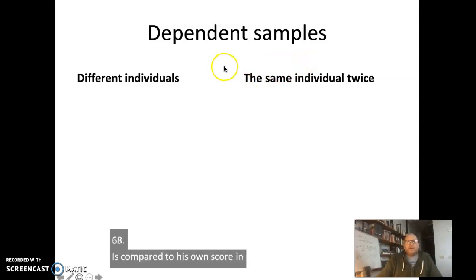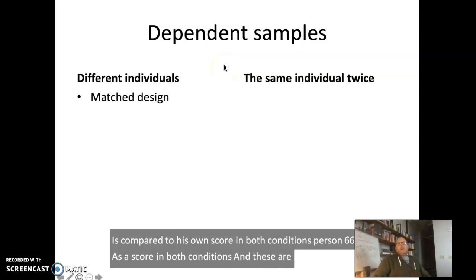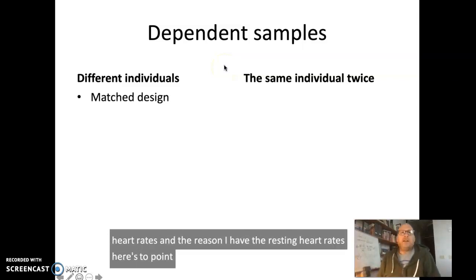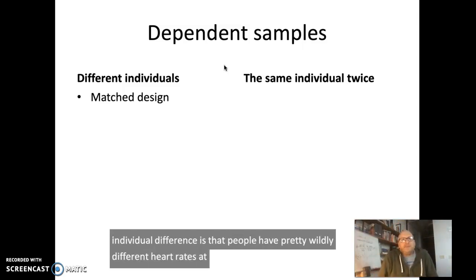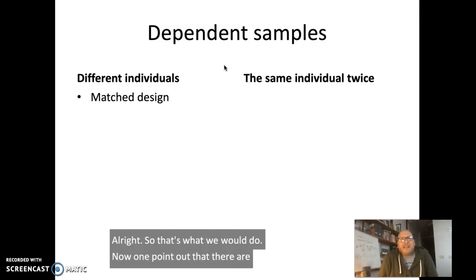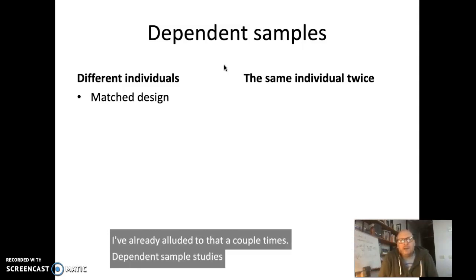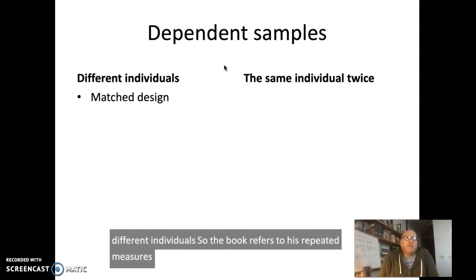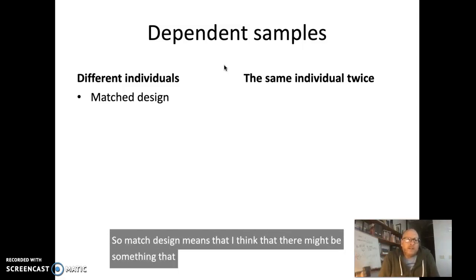Now, I want to point out that there are different names for this. I've already alluded to that a couple times. The dependent sample studies are sometimes made up of different individuals. So the book refers to it as repeated measures, but the same statistical technique is used with what's called a matched design. So matched design means that I think that there might be something that influences my dependent variable, and I don't want it to influence my study.